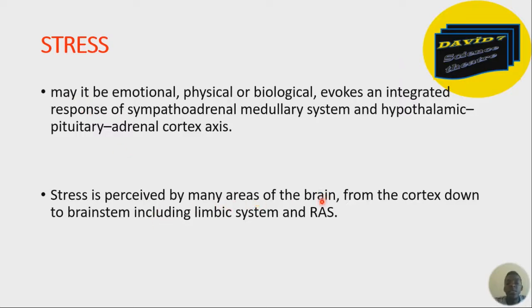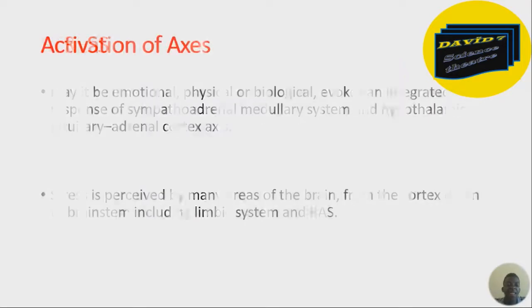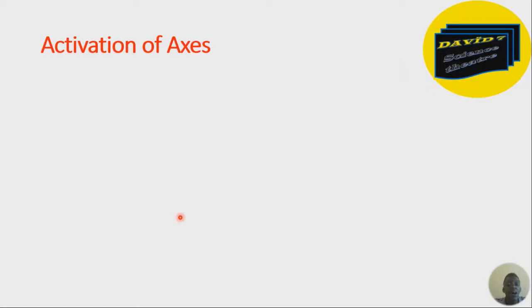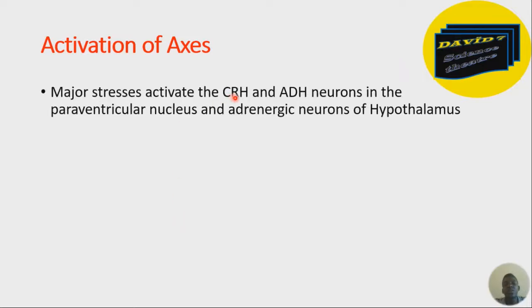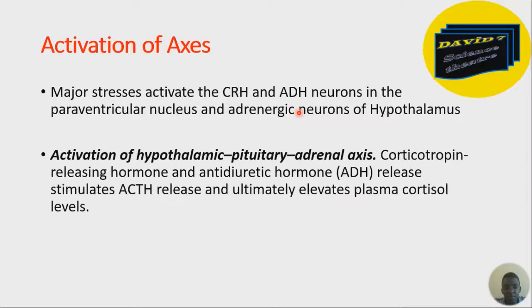Stress is perceived by many areas of the brain, from cortex down to brain stem, including the limbic system and the reticular activating system. So now, how are the axes activated? Look at this. Major stresses activate corticotropin releasing hormone neurons and the ADH, antidiuretic hormone, neurons in the paraventricular nuclei, and adrenergic neurons of the hypothalamus. Yes, major stresses activate those nuclei of the hypothalamus so that the neurons of ADH and those of CRH are activated. And activation of this axis occurs by the hypothalamic pituitary adrenal cortex axis.